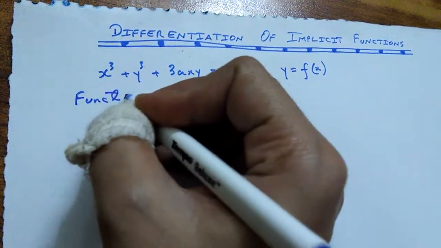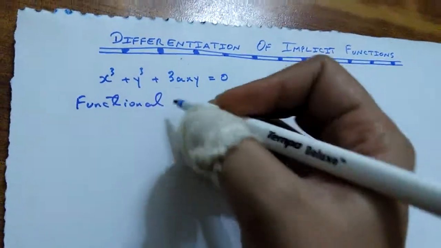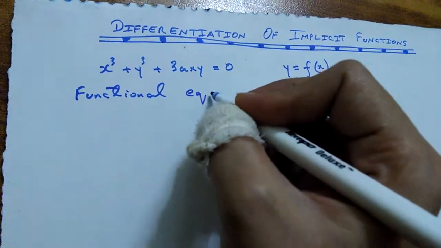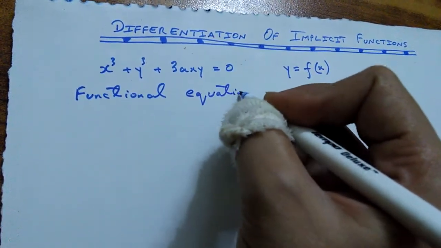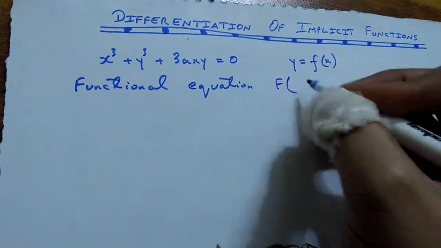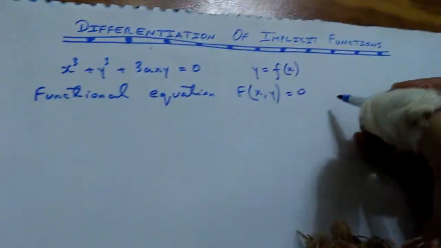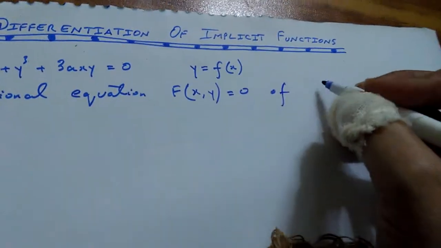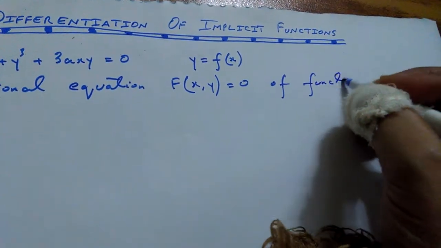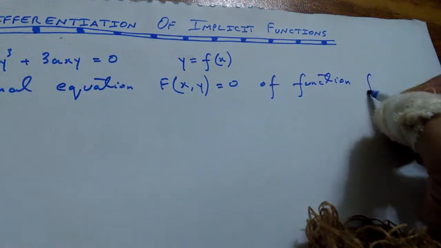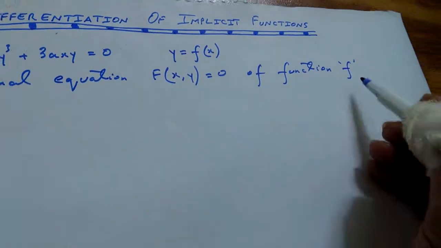the functional equation. We just represent it with our capital F, F(x, y) equals 0, of function f. All right, so this is it.